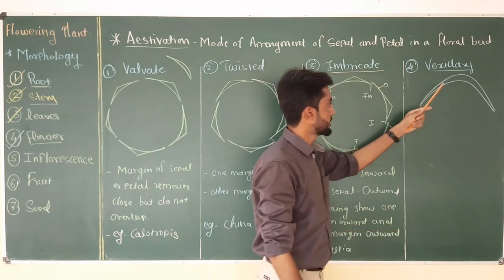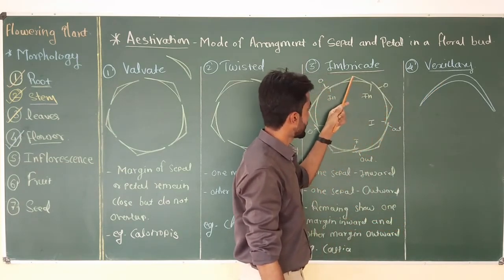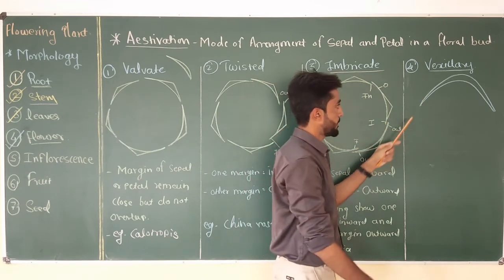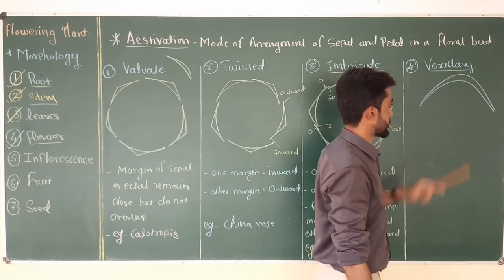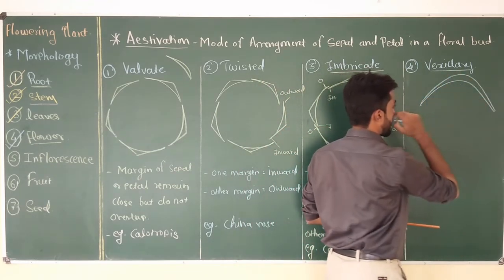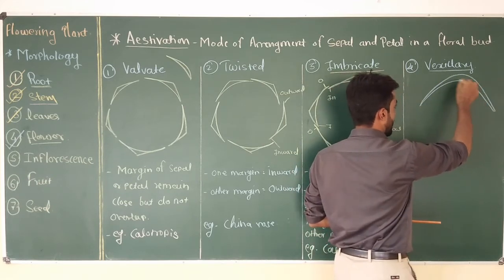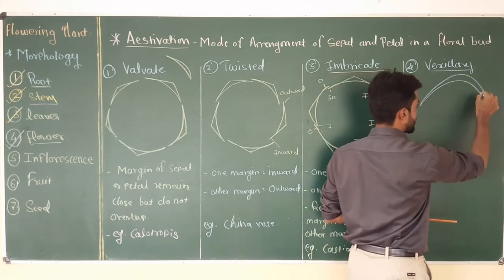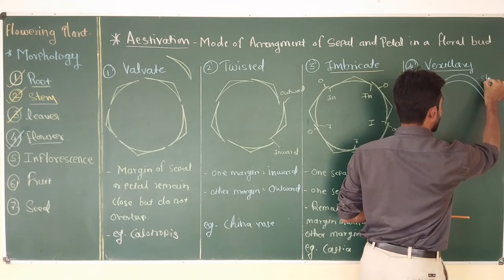Okay, if we want to draw a sepal in that, we have to show these pointed structures. But as I am drawing a petal, I am showing this convex structure. So one of the petals gets enlarged in size and becomes the curve structure, and this petal is called standard.